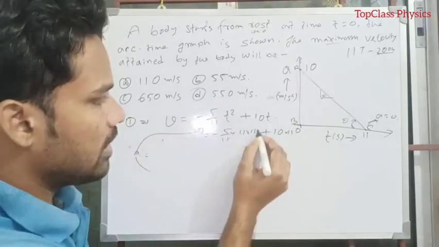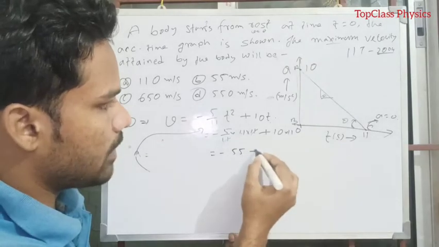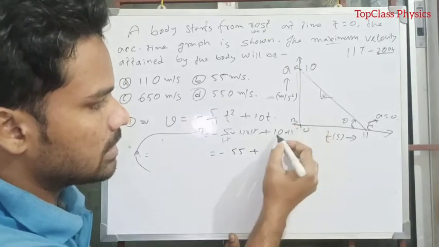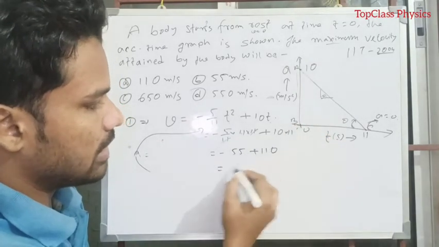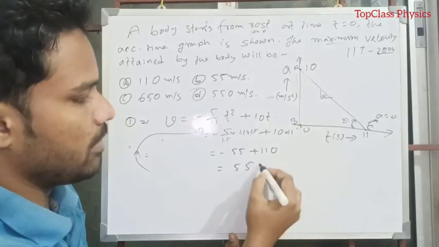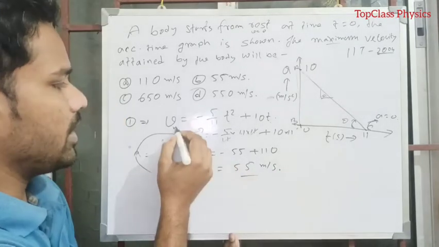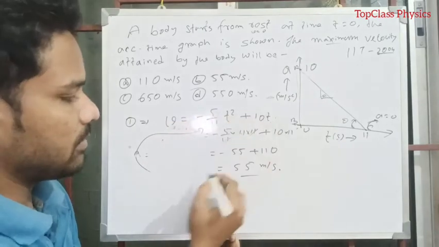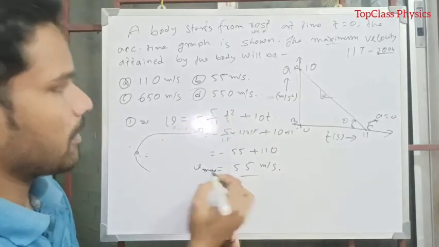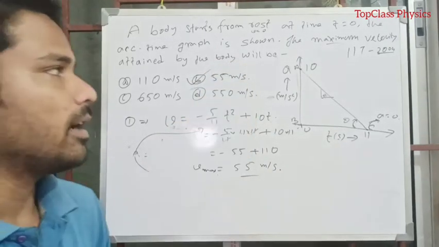Yes. So the 11 will cancel out. That is minus 55 plus 10 into 11, that is 110. So that is minus 55 plus 110, which gives 55 meter per second. So this is our V max. So this is V max, so our V will be the right answer.